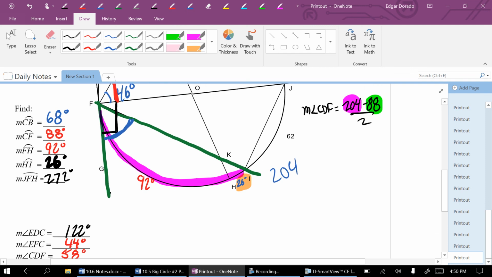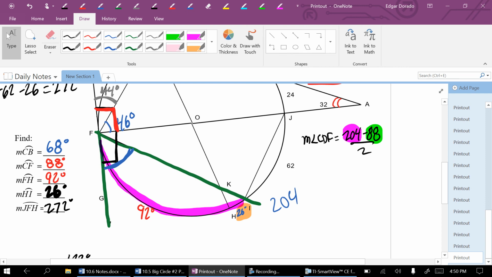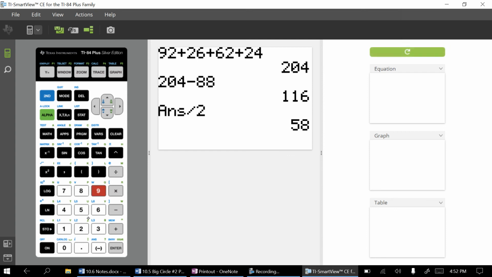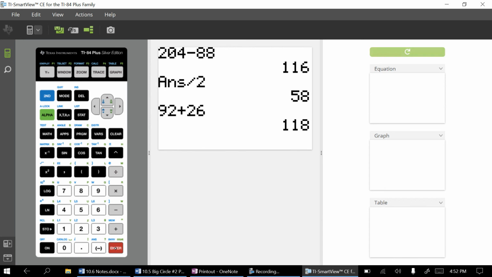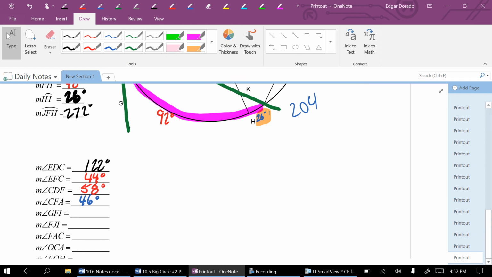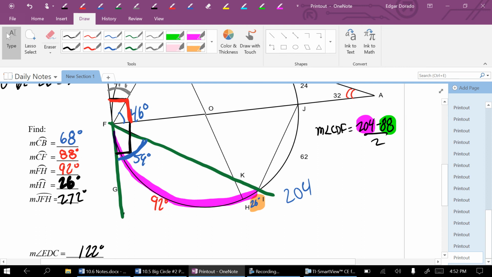Okay, give me a second, guys. Did I look at the wrong one? Yeah, let's go ahead and double check that. So it was 92 plus 26. That was 118, divided by 2. That gives you 59 degrees. So I was right, I just second guessed myself there. So this should be 59 degrees. Okay, cool. Let's move on to the next one.